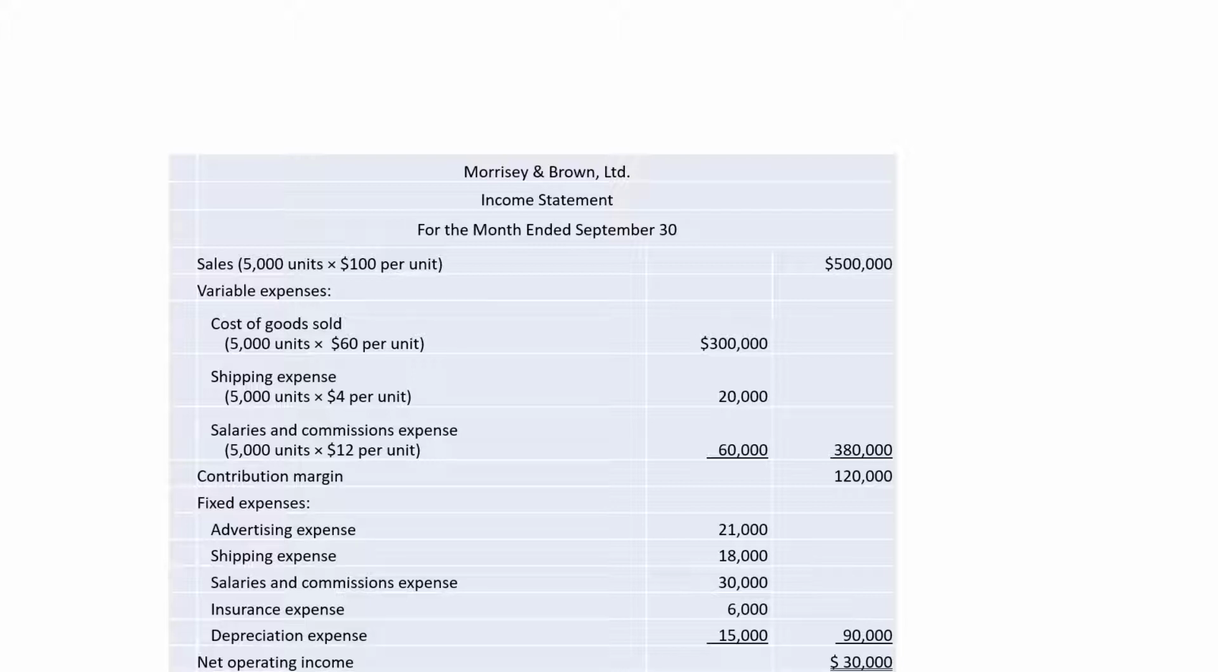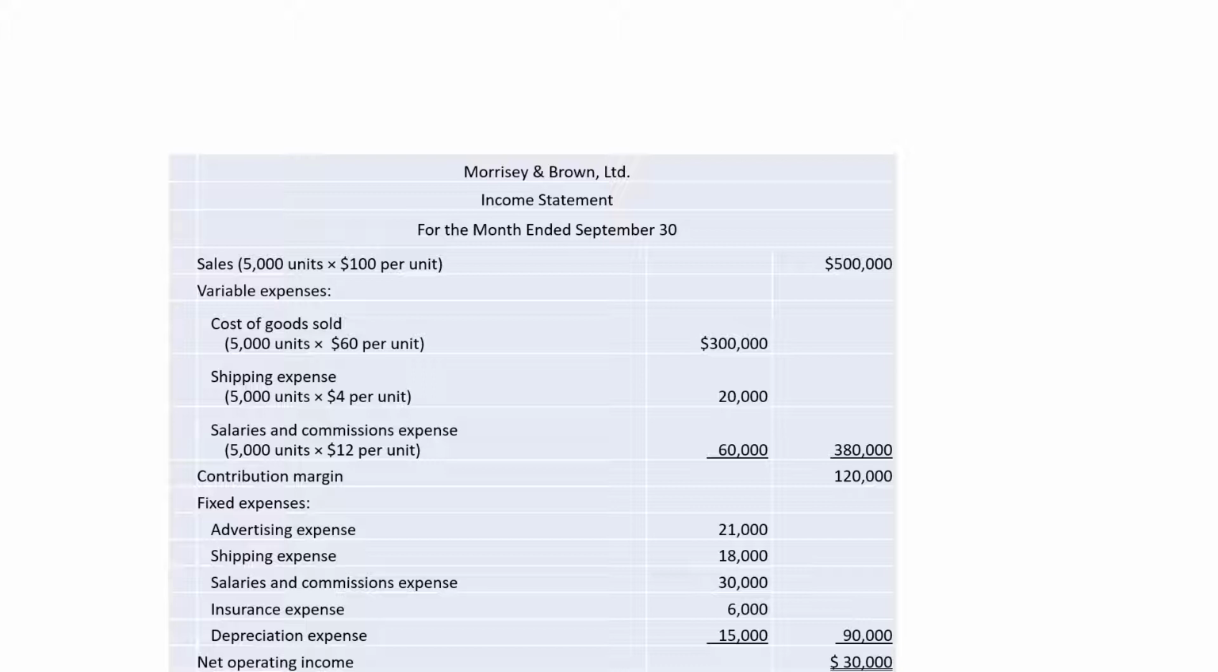The final part says, redo the company's income statement at the 5,000 level using the contribution format, the managerial accounting format. What you're seeing there is the financial reporting or external format. So we'll take sales, 5,000 units times $100 per unit. We'll subtract the variable expenses first. And remember from Part A, we know what's variable and what is fixed. So we'll subtract the cost of goods sold, which is $60 per unit times the 5,000 units. We'll subtract the variable portion of the shipping expense, $4 a unit times 5,000 units, and we'll subtract the final variable cost, the $12 variable portion of salaries and commissions times the 5,000 units. So the contribution margin would be 500,000 minus the total variable expenses of 380,000, or 120,000.